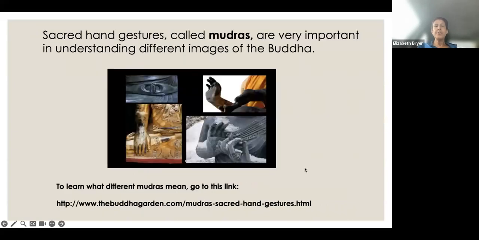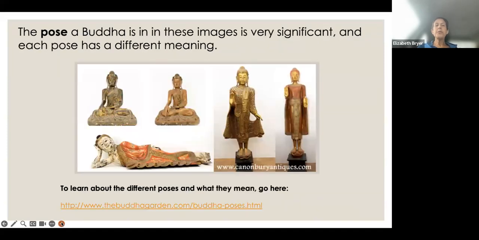Sacred hand gestures called mudras are very important in understanding different images of the Buddha. To learn what different mudras mean, you can go to this link. I've also put these links on the page of our discussion about images of the Buddha, so you can look at them there too. The pose a Buddha is in these images is very significant, and each pose has a different meaning. So you'll see standing Buddhas, sitting Buddhas, lying down Buddhas.